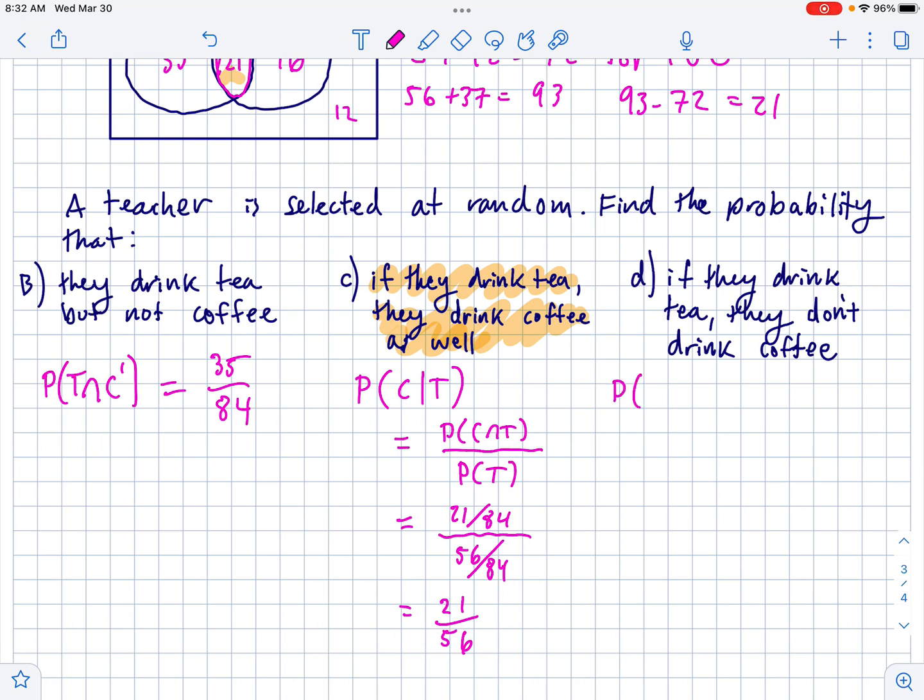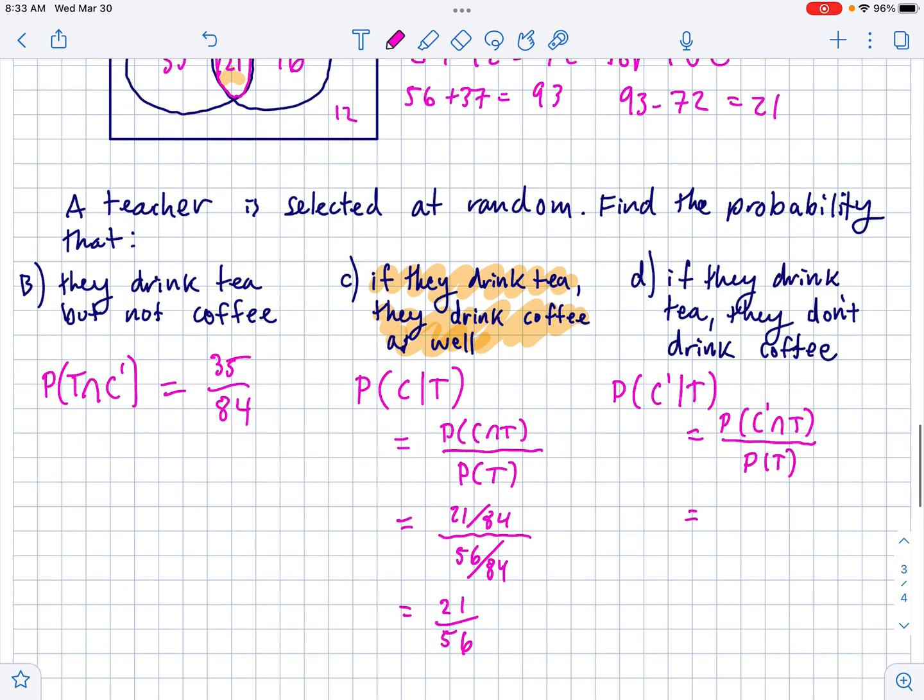Part D says, if they drink tea, they don't drink coffee. So this is another sneaky conditional probability because they're saying it's given that they drink tea. So that's the given part at the back. But then they don't drink coffee. So this is C naught on top. So this will be the probability of the intersection of C naught and T divided by the probability of T.